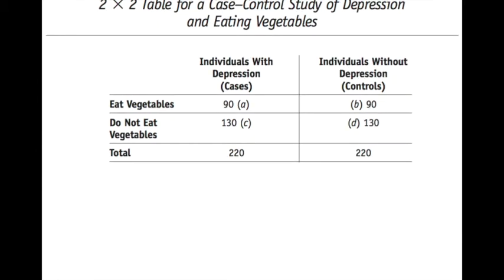This example shows a table looking to see if vegetable consumption was associated with depression. What is the OR for this table?